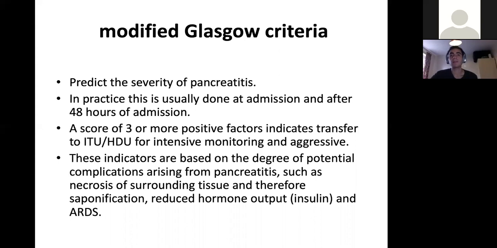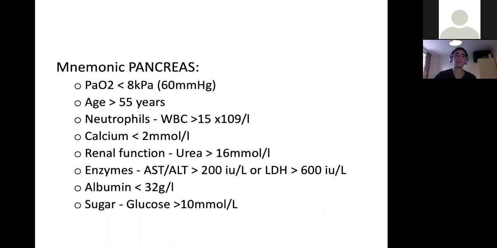So to assess the severity, we use the modified Glasgow criteria. Essentially, we do it when the patient comes in, and 2 days later, and if they score 3 or more, then it is severe pancreatitis, and we need to involve ITU. This one's quite an easy mnemonic to remember because it follows PANCREAS: looking at oxygen, age, white cell count, calcium, kidney function, enzymes and sugars.